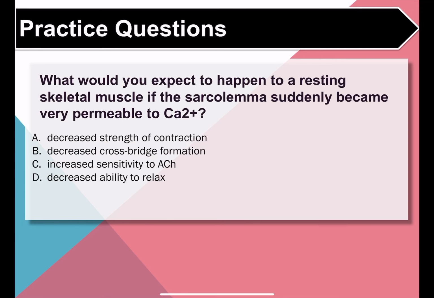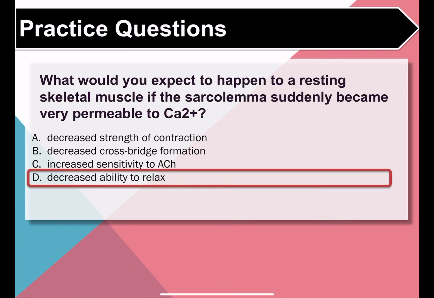What would you expect to happen in a resting skeletal muscle if the sarcolemma suddenly became very permeable to calcium ion? Okay, so now you have too much calcium ion. What happens? You have that decreased ability to relax. Your muscle fibers are going to remain in contraction, and they cannot relax unless those calcium ions are able to be retrieved by your sarcoplasmic reticulum, or they're gone in another method, by diffusing out of the cell or something.